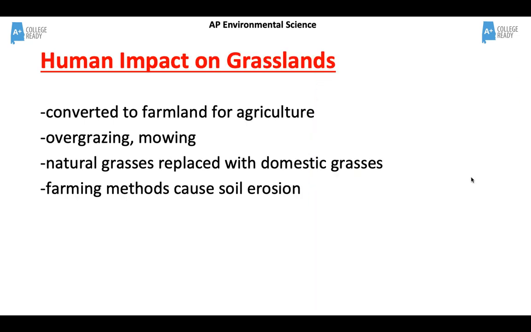When it comes to the human impact on grasslands, since we said that the ground there is very fertile, it makes sense that we do have a tendency to convert the grasslands to farmland for agriculture. Overgrazing is also a huge problem where people put their livestock on grasslands and then let them overgraze the area and kind of drown out the natural ecosystem that's supposed to be there. People have a tendency to replace the natural grasses there with domestic ones. And then the farming methods can cause soil erosion.